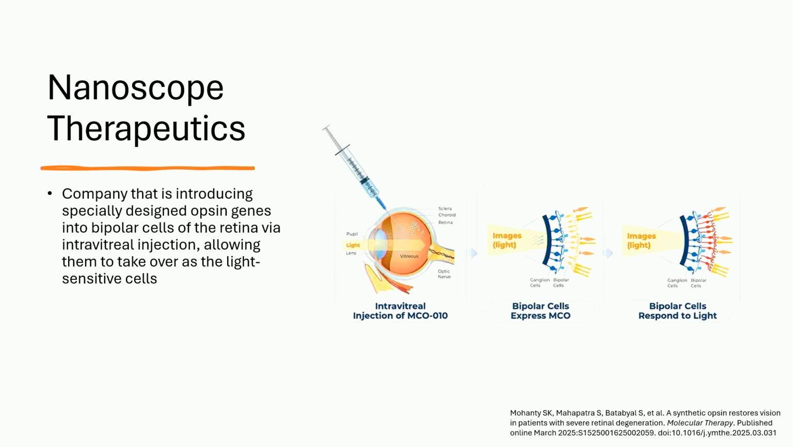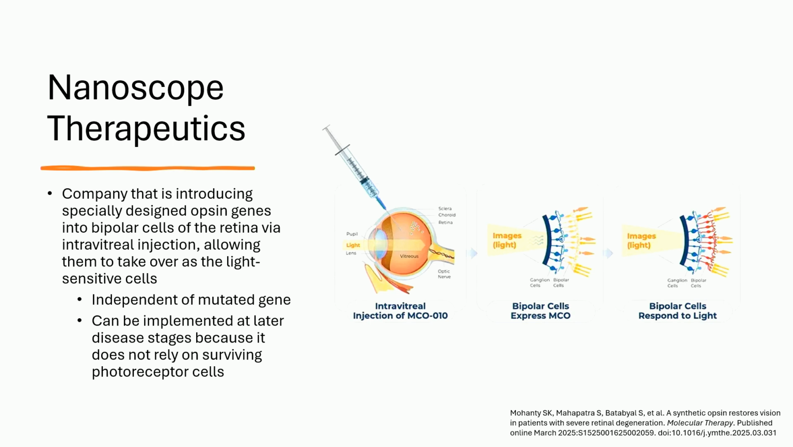And this is just a diagram showing it's an intravitreal injection. The adenovirus has cell markers that allow it to endocytose into the bipolar cell, and then the bipolar cell starts expressing the gene, creating the protein that is light sensitive. And we can see that this is advantageous because it's independent of any mutated genes causing it, and it's also not dependent on surviving photoreceptor cells, so it could potentially be used in later disease stages.